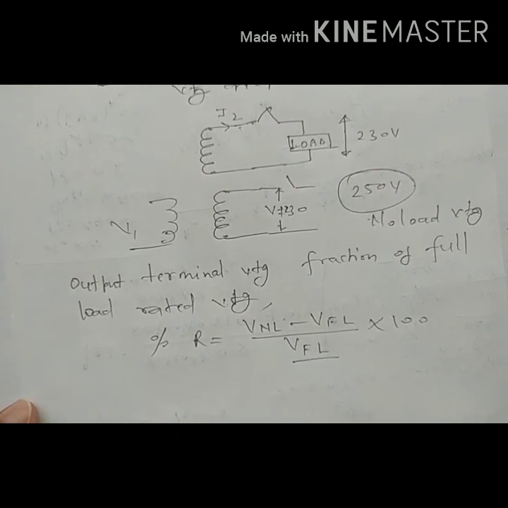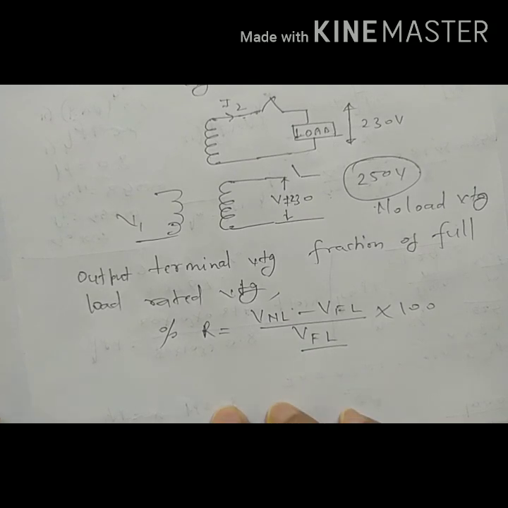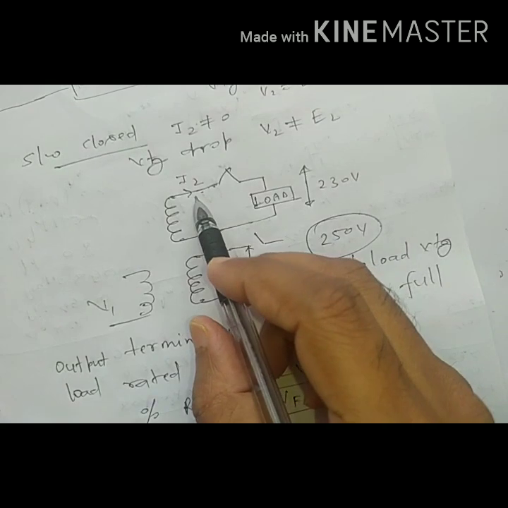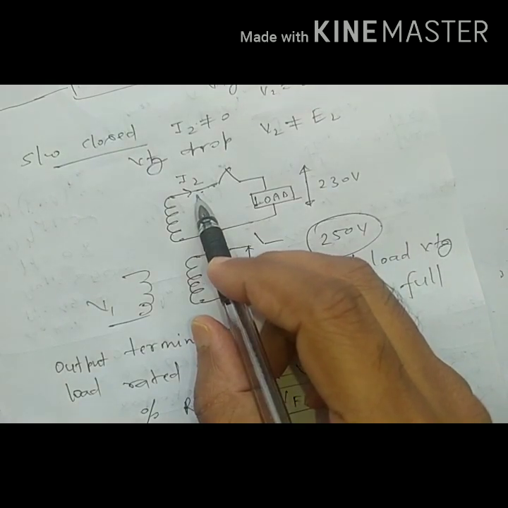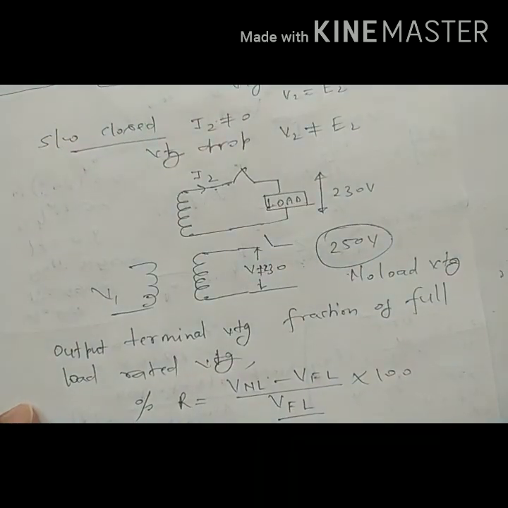This is about the regulation of a transformer. For a better transformer, regulation should be as small as possible. That means the drop should be as minimum as possible. That's it.